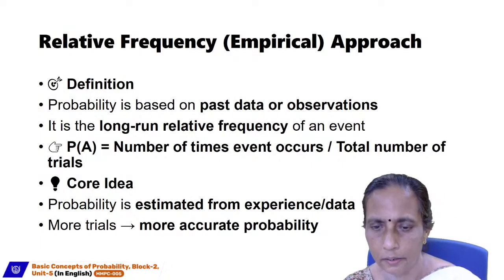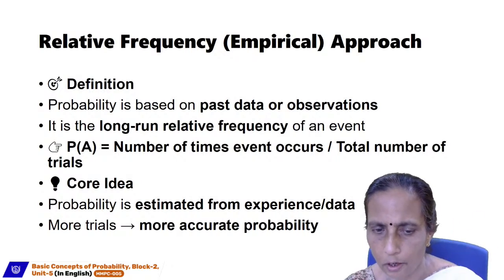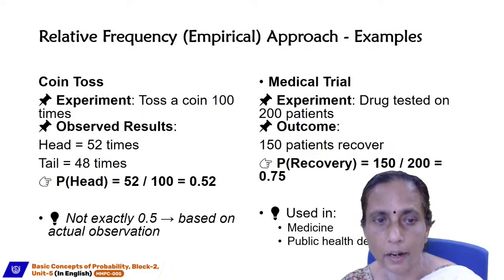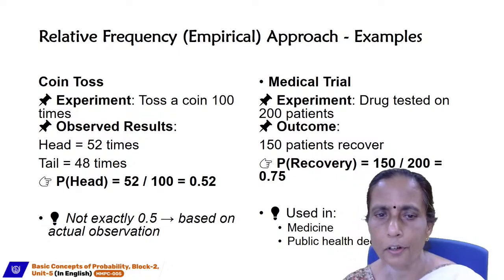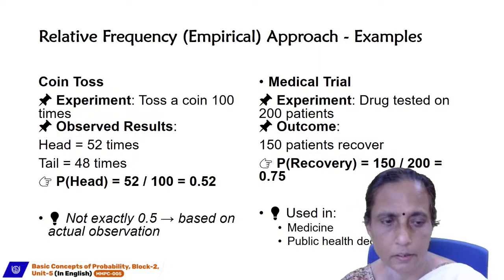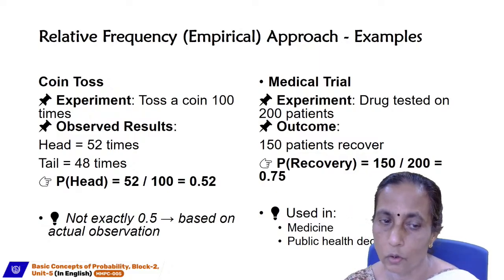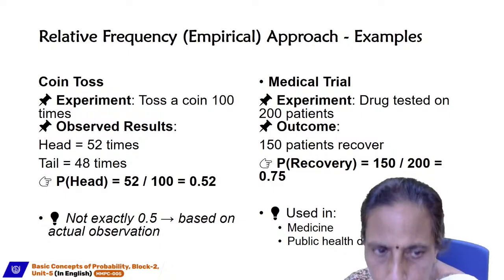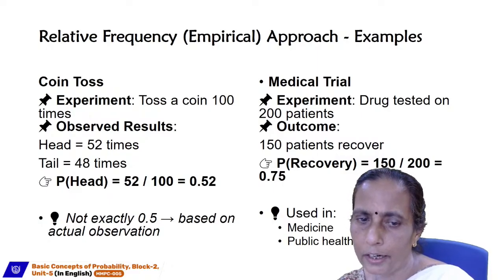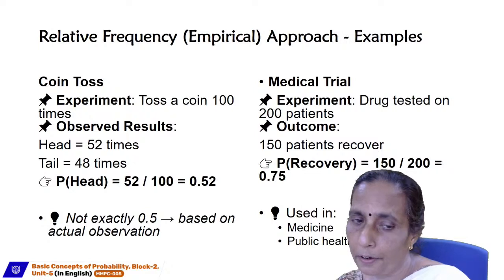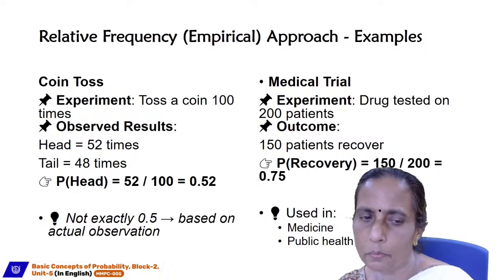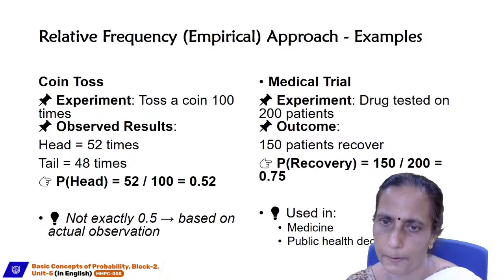That means over here, as you increase the number of trials, the accuracy of measuring the probability will be enhanced. So suppose I toss a coin 100 times and I observe that 52 times head has appeared and 48 times tail has appeared. So what is the probability of getting a head? That is 52 divided by the total number of experiments that I have conducted, which is 0.52. So we always say it is not exactly 0.5, it is based on actual observations.